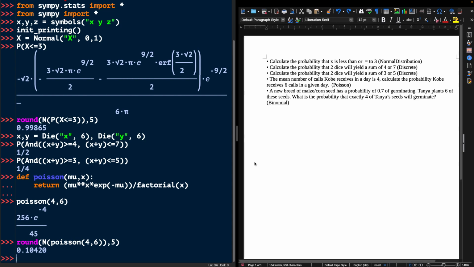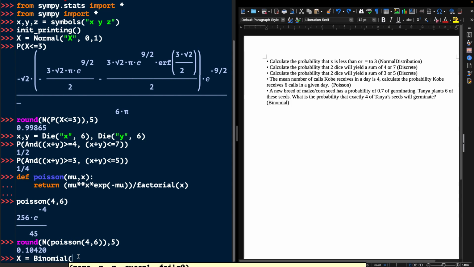Okay, right. So the last one. So a new breed of maize or corn seed has a probability of 0.7 germinating. So Tanya plants 6 of those seeds. So what's the probability that exactly 4 of the seeds will germinate? Right. So X again, and then binomial.